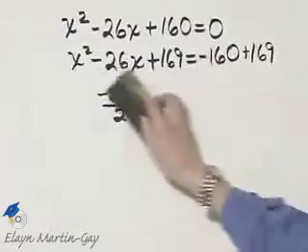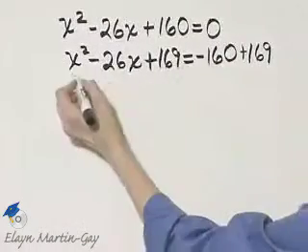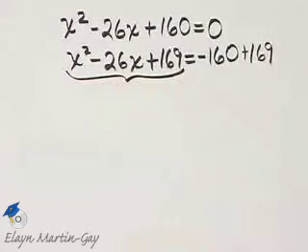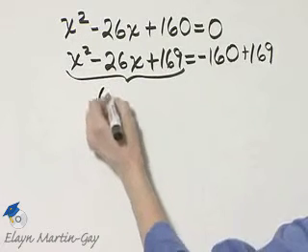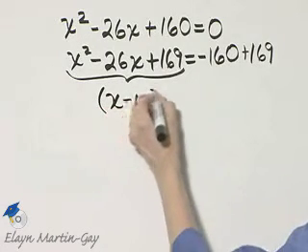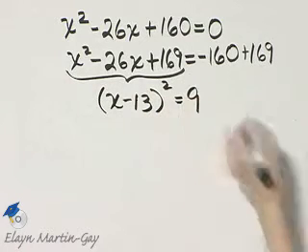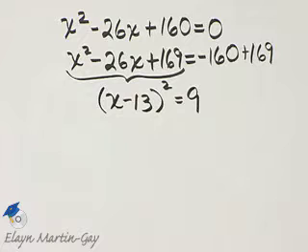Now what does that do? It is the number that now makes this a perfect square trinomial. If you factor it, it factors as x minus 13 times x minus 13, or x minus 13 quantity squared is equal to, and then this is positive 9. Notice I'm all set up now to use the square root property.